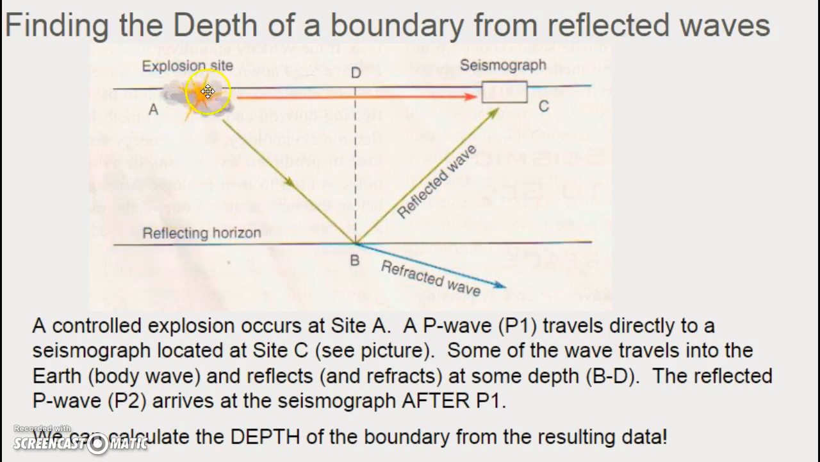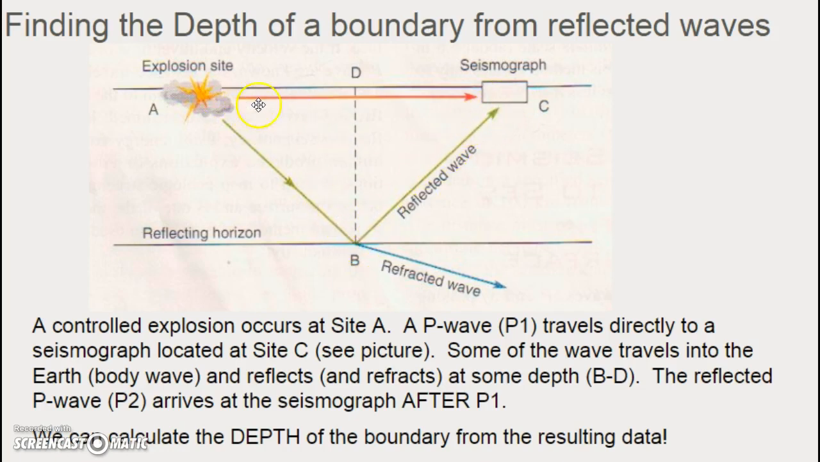If there's an explosion, something moves rock, it creates vibrations in the Earth, and it travels from location A all the way across to location C. This is where a seismograph is going to pick up this wave. Some of that wave is going to travel into the Earth. It's going to strike this reflecting horizon and travel to location C as well. It's going to arrive later because it had to travel a greater distance.